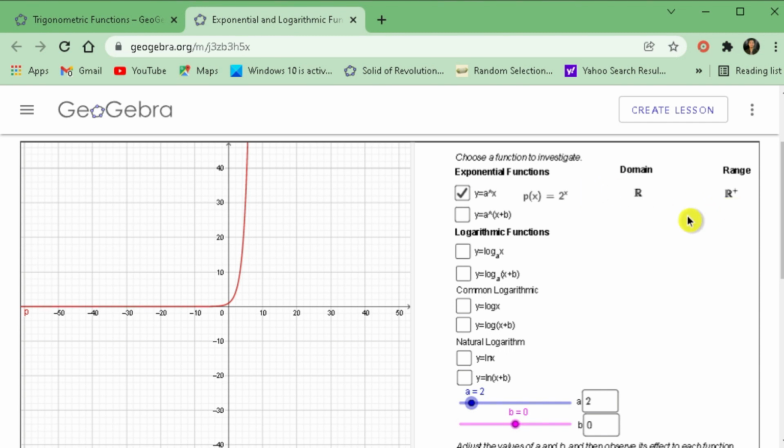Yung range, obviously, hindi lahat ng values sa y-axis natin. So, ang kasama lang ay yung mga positive real numbers. 0 is not even included here as the range. Because again, at exactly y equal to 0, the graph is only approaching. So, asymptote yung nandyan. Yun lang ang meron sa exponential function.